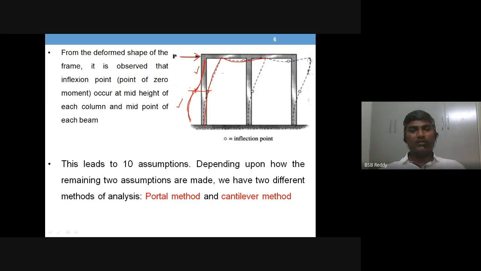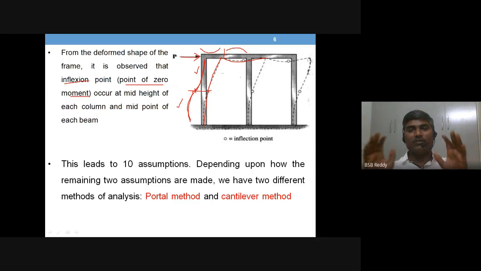So what do you call this? Point of contraflexure or inflection point. Inflection point or the point of contraflexure or point of zero moment. Likewise, you call it by different names. The same way for a beam, half of the beam is going to bend like this, sagging, and half of the beam is going to bend like this, hogging.